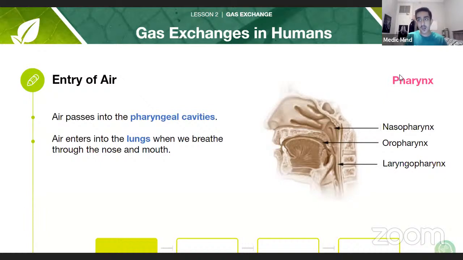It determines the humidification of air. One of the things that you do need to know for your exam, and this comes up in all the specs, is that air is humidified as it enters the nose. It is not humidified as it enters the mouth.